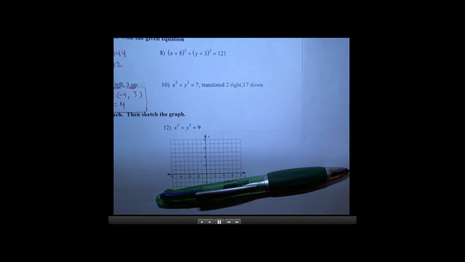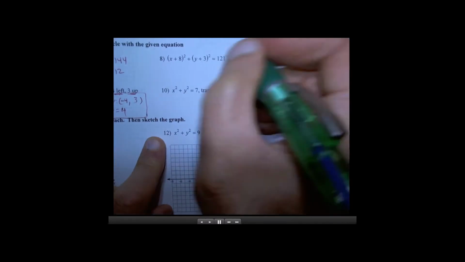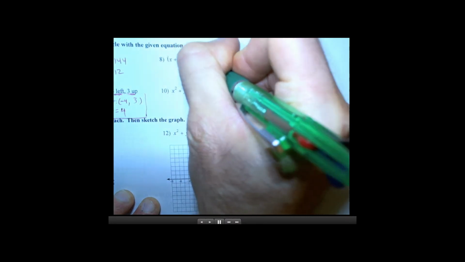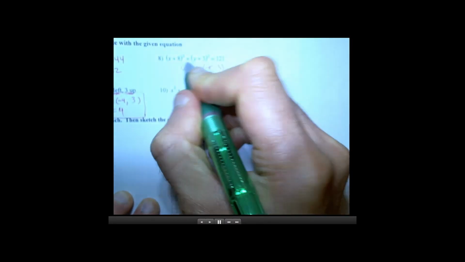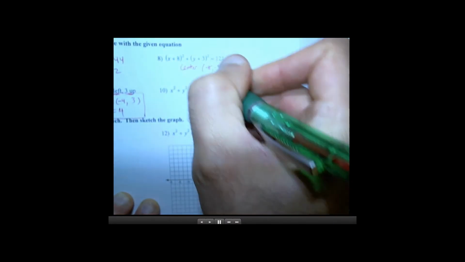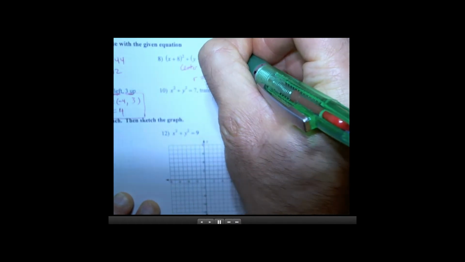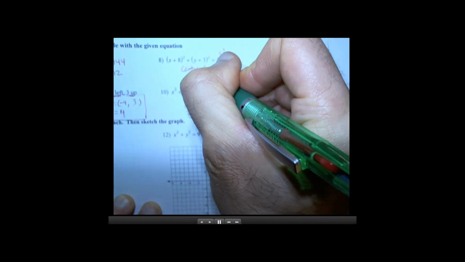Now, all right, just to keep things moving a little bit, let's go ahead and check it out together. Angelique, can you tell us, what did you get for your center for number 8? Negative 8 and negative 3. Good, because it's the opposite of this guy. Good, and then Angelique, if this is our r squared, what would our r be? 11, right? Just square root that.